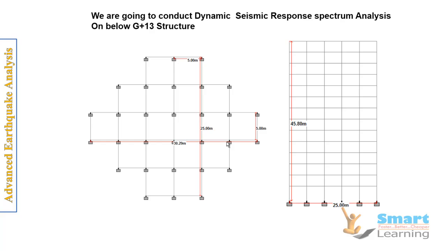So this is the example which we are going to take. The structure is 45.8 meter height and having 25 meter width, and these are the detailed dimensions where the front length is 30.29 and this width is 25, which is given here. So in this particular structure we are going to understand different concepts of the response spectrum dynamic seismic analysis and will validate this.